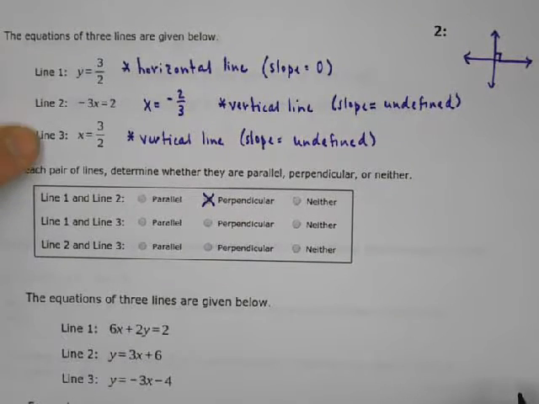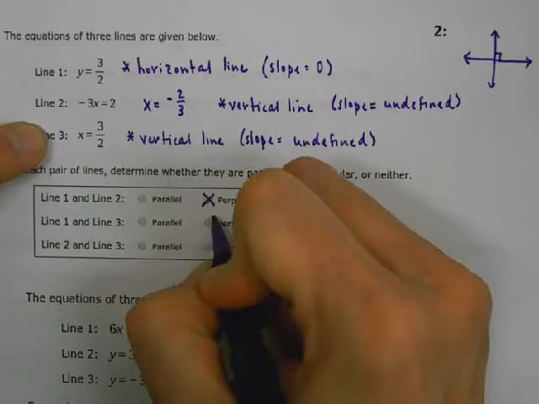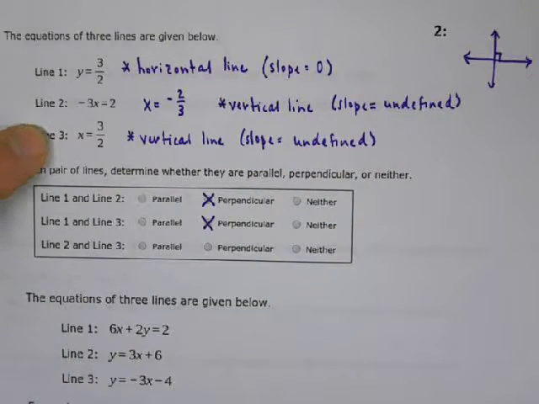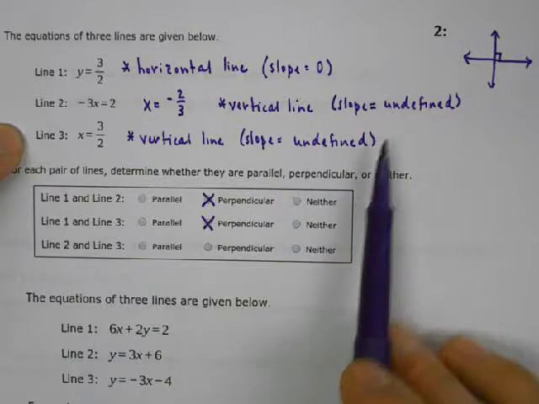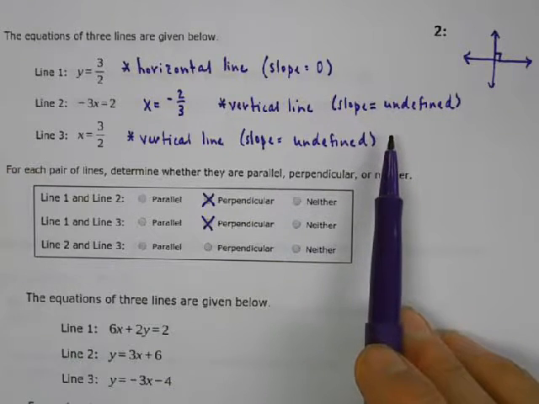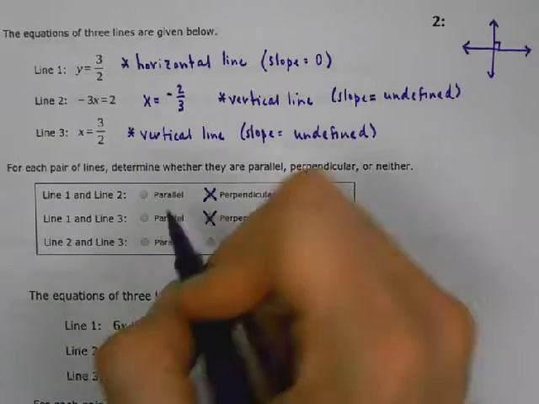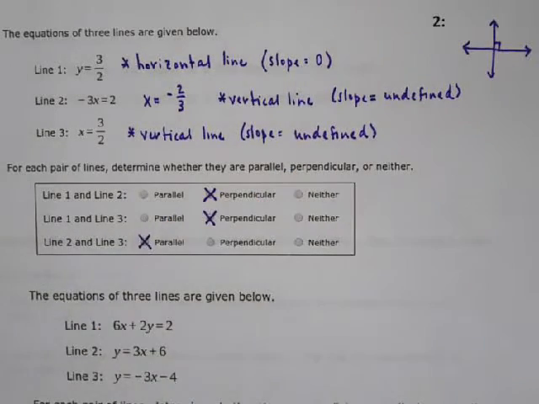So again, when I compare 1 and 3, I have a horizontal line and a vertical line. Those are going to be perpendicular as well. Now, 2 and 3, those are both vertical lines. They both have an undefined slope or the same slope, so those will be parallel.